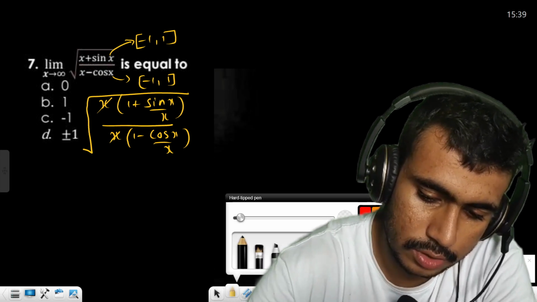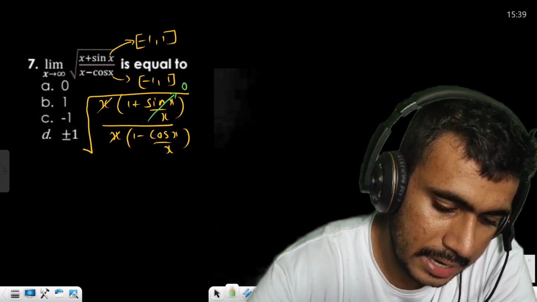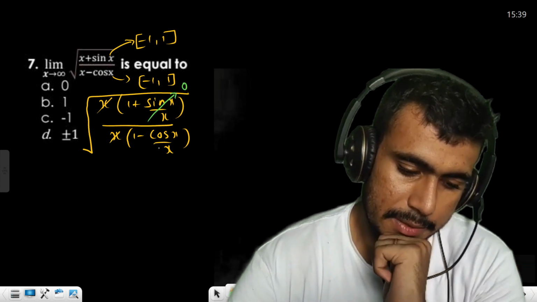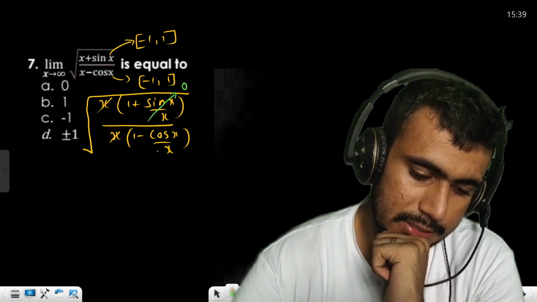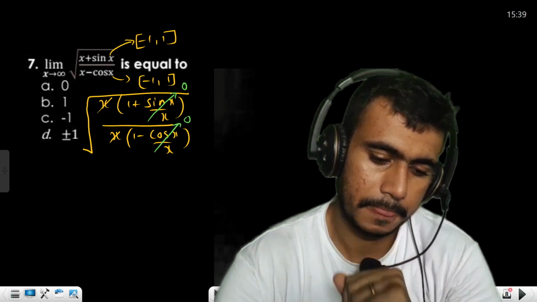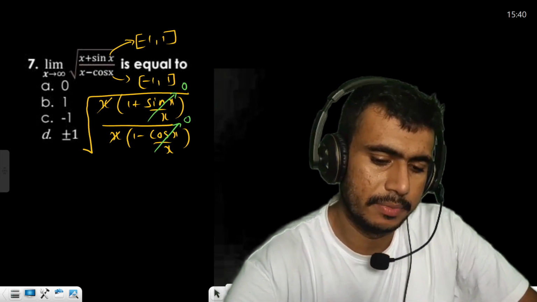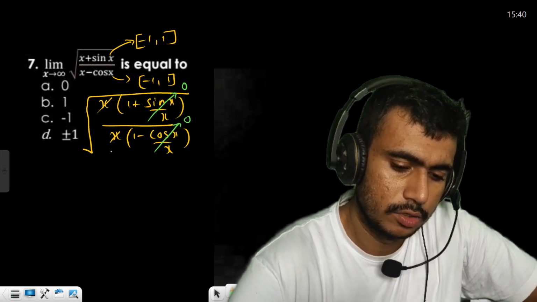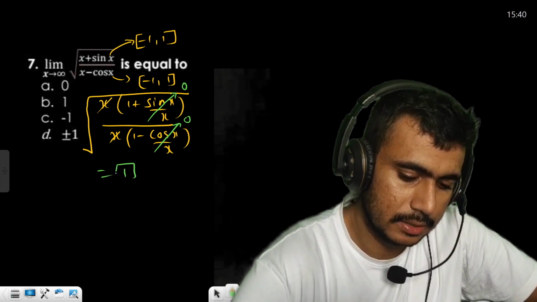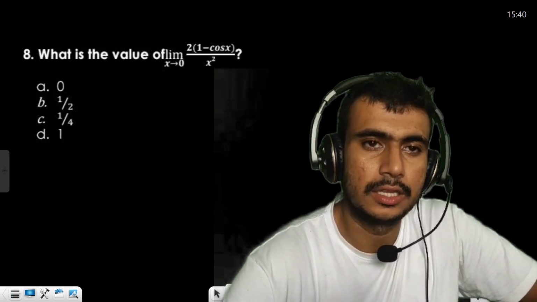Let me change color to show this one. This will basically tend to 0, and this is also 0, because again cos x is also between minus 1 to 1. That will also be 0. So if I put that, I will get 1 as my answer. So 1 is my option B. Now let's move to the other question.